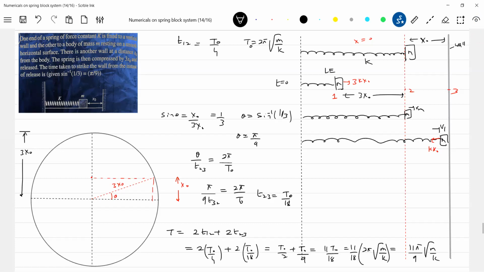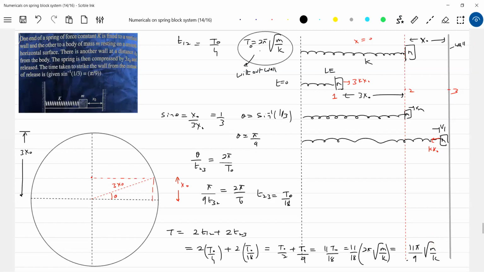If the wall were not there, it would take this much time. Because of the wall, the time period will be this much. So what is the meaning of this? For our understanding purpose, this is not the time period without the wall. Anyway, I'm expressing it in terms of m and k.